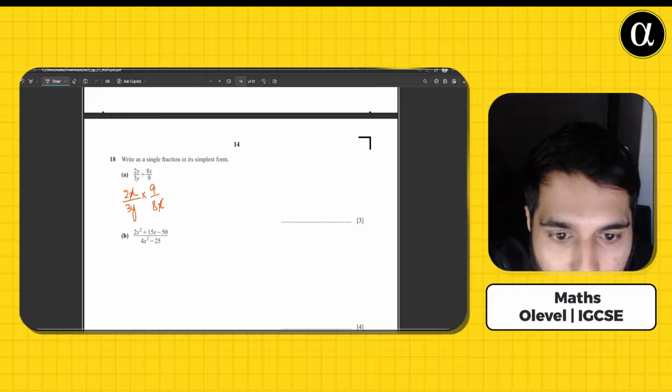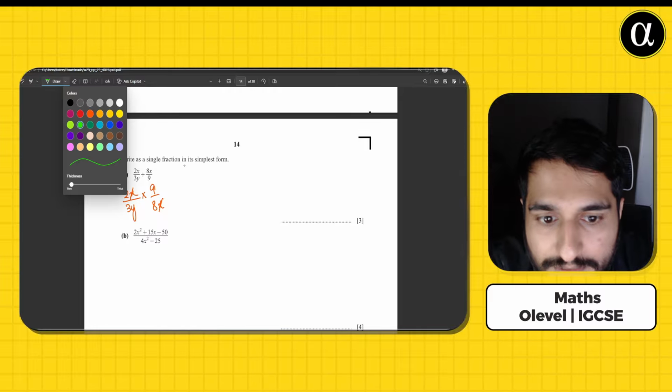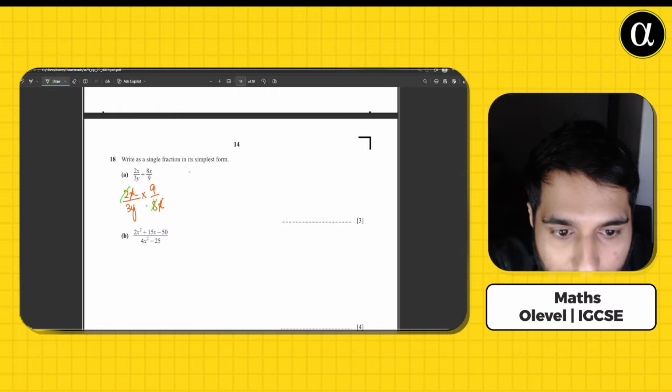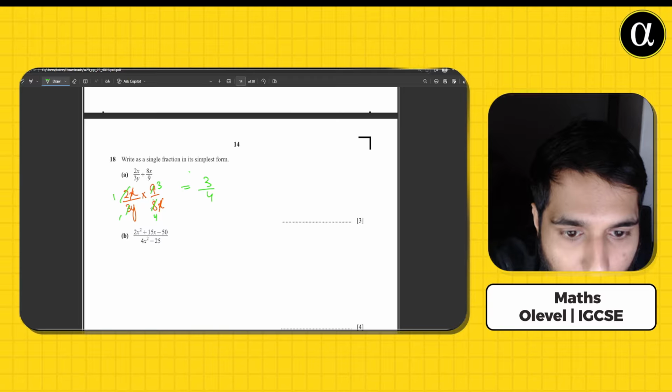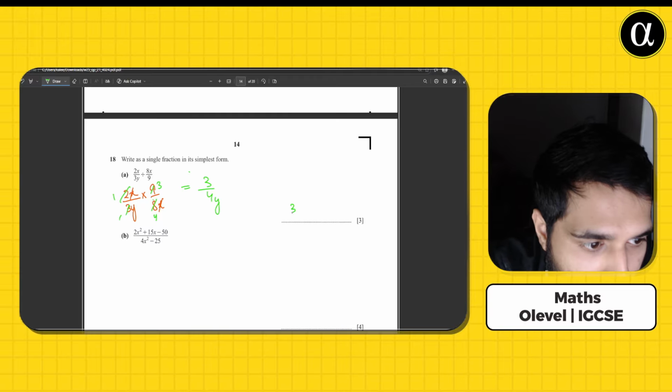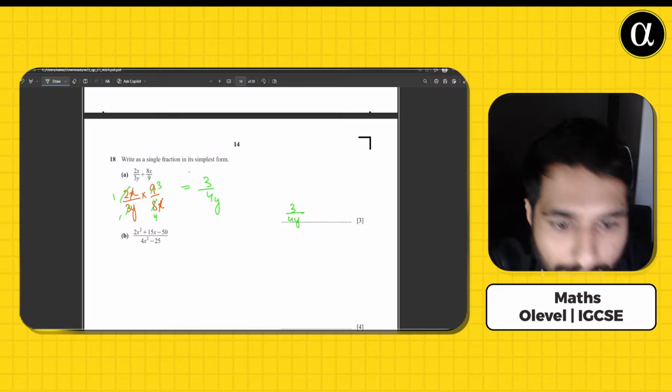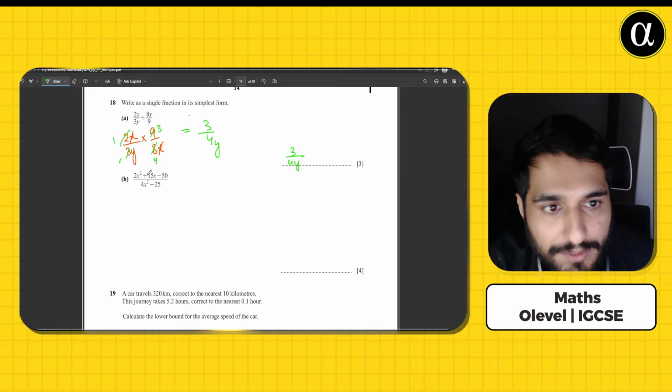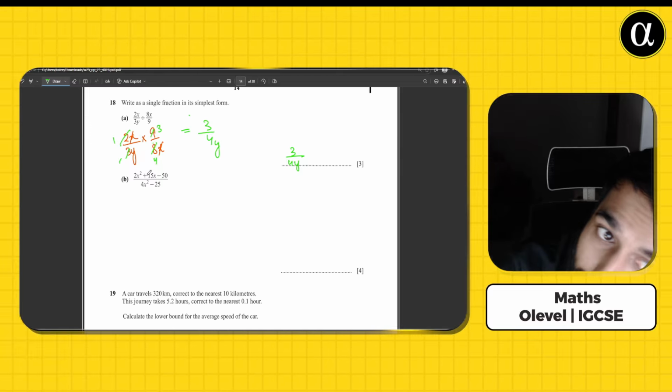x and x can be cancelled. And this can be further simplified as 1 and 4. This is 1 and this is 4. This is 1 and this is 3. So we are left with 3 over 4 and then y in the denominator. 3 over 4y.